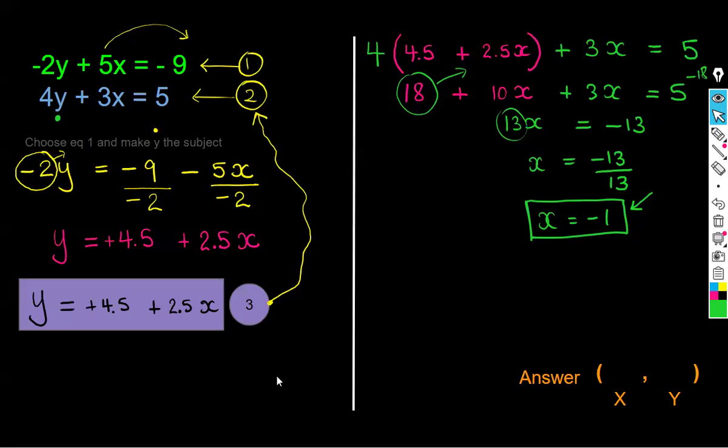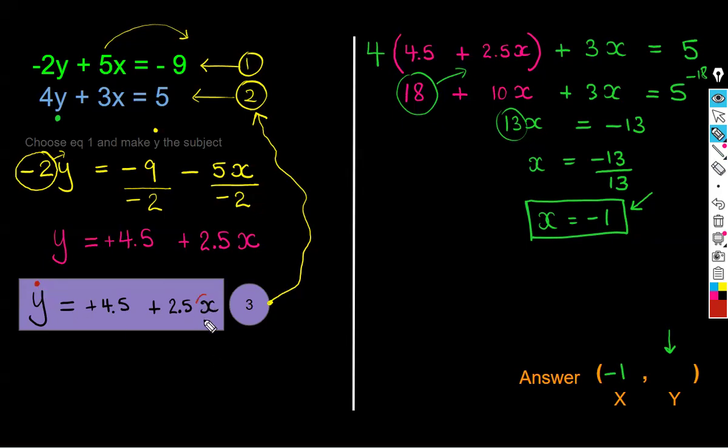Now, we're supposed to get two answers, one for x and one for y. But I have my first answer already. X is minus 1. We just have to solve for who? Y. To solve for y, you can run back to any equation. You can run back to 1, 2, or 3. But I taught you all that the most convenient equation to run back to is equation 3, because in equation 3, y is already the subject.